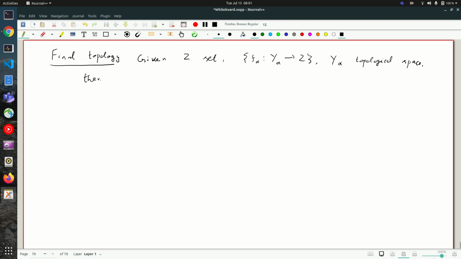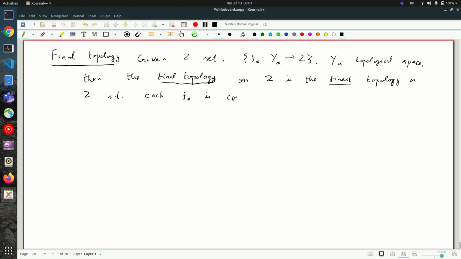And then the final topology. So everything is dual in a sense, so we have to reverse everything. The inclusions go the other way. So the final topology on Z, this time, instead of being the coarsest, is the finest topology on Z such that each f alpha is continuous.